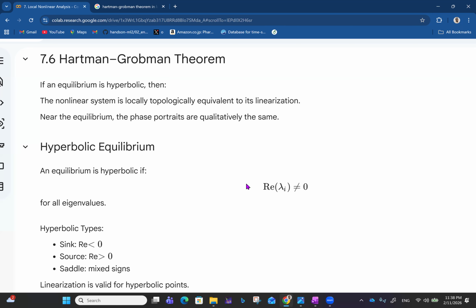So an equilibrium is hyperbolic if the real part of a complex eigenvalue is not equal to zero for all eigenvalues. So every eigenvalue goes like that. So if you have one eigenvalue where the real part is zero, then the equilibrium is not hyperbolic, right? So hyperbolic types can be sink, where the real part is less than zero, that is stable. Source, where the real part is greater than zero, that is unstable. And it can be a saddle where you have mixed signs, which is still unstable. And linearization is valid for hyperbolic points. So for equilibrium points that are hyperbolic, that are decisive, you can clearly say this is stable or this is not stable, then linearization is valid for such points.